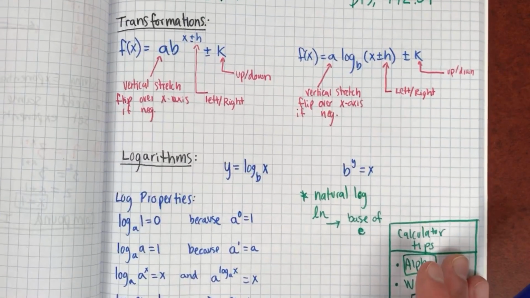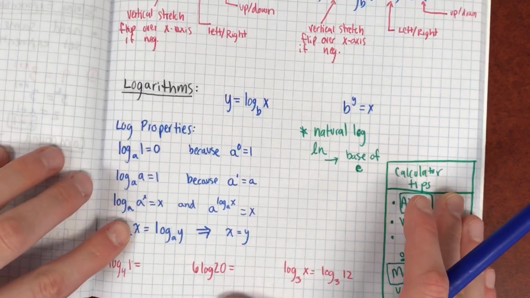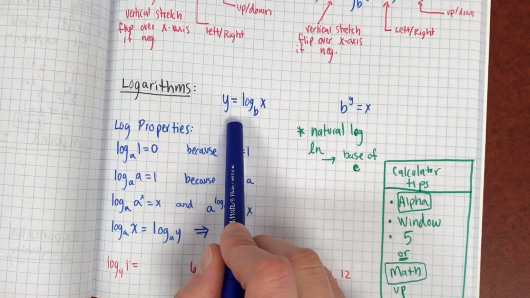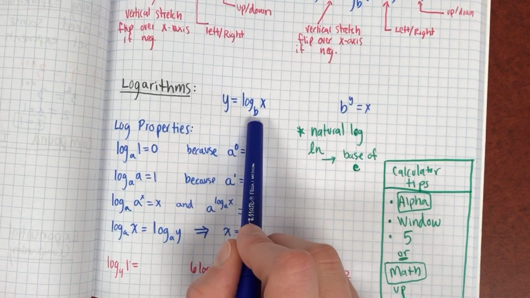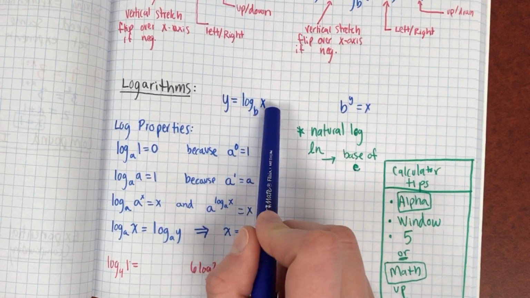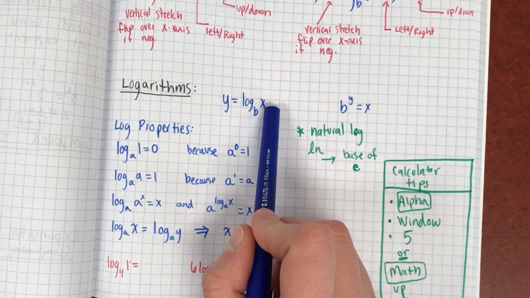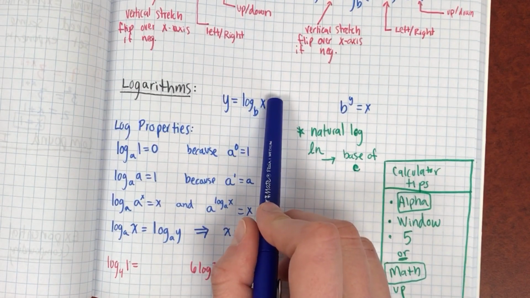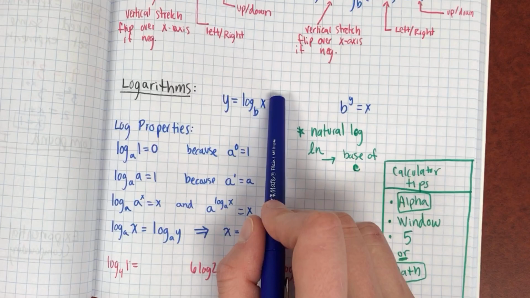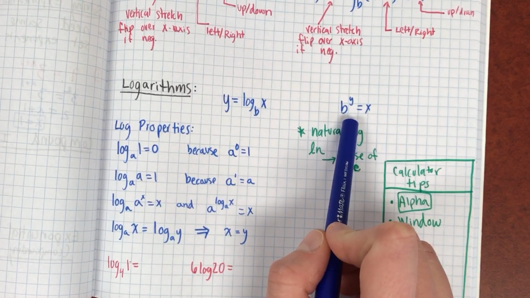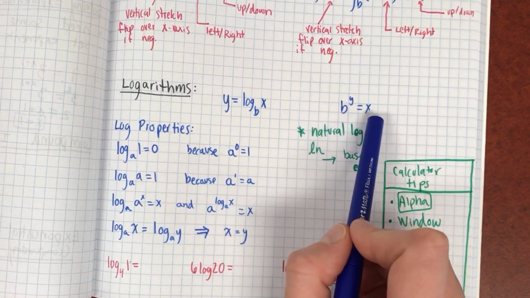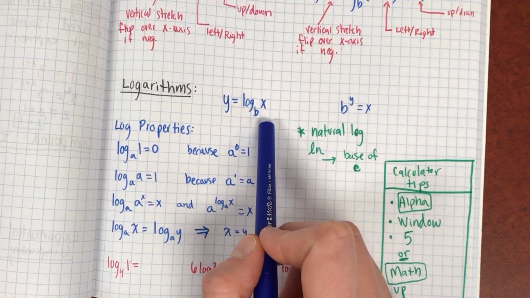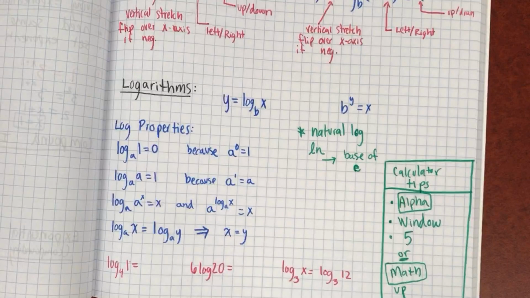Now a logarithm is the inverse of exponentials. So if I've got y equals log base b of x, so that's how we say that's a base of whatever this number is. Okay, if I were to rewrite that as an exponential, this is how it would look. b to the power of y equals x. So logarithms always equal exponents, and that's something that's really important for us to remember.